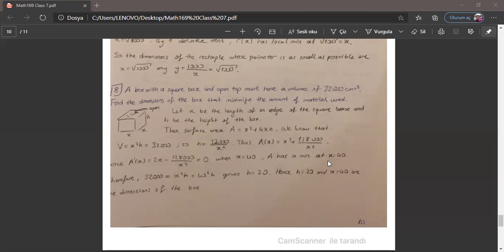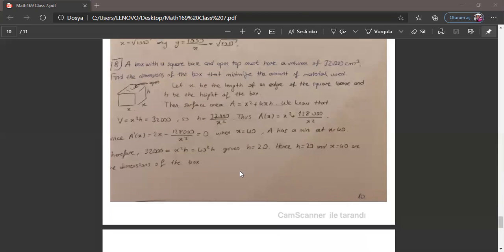So this gives the local minimum of the function A. So one of the dimensions is x, which is 40, and for h we use this equality and get 20. So these are the dimensions of the desired box.